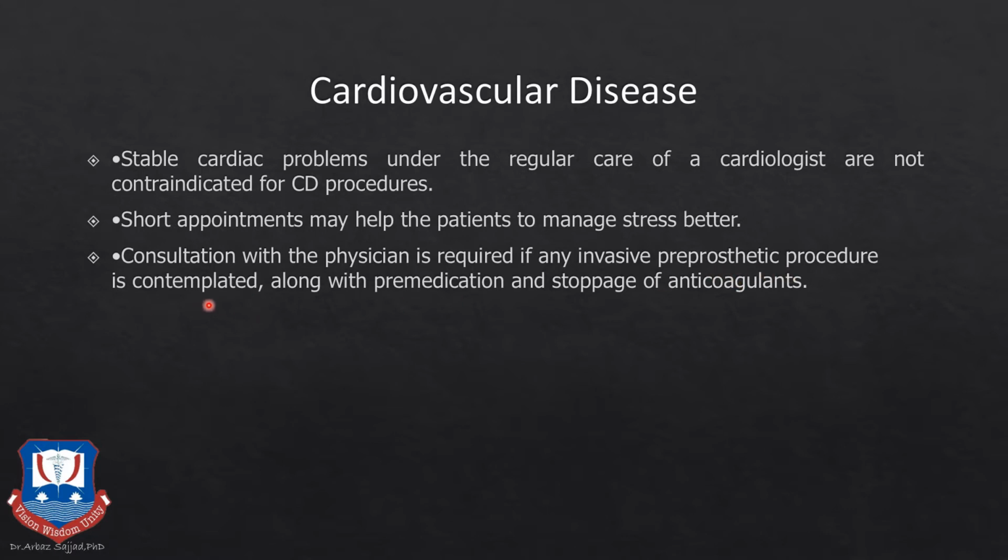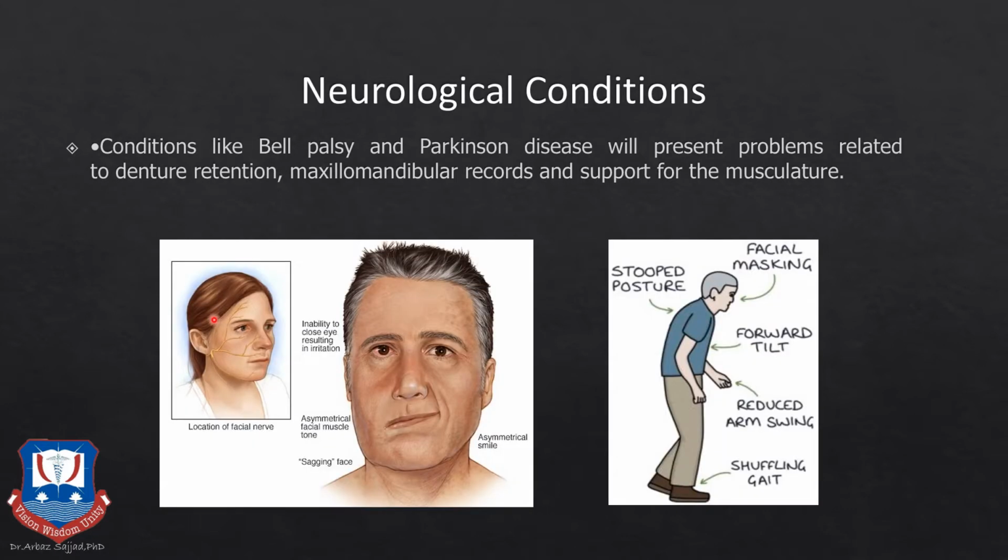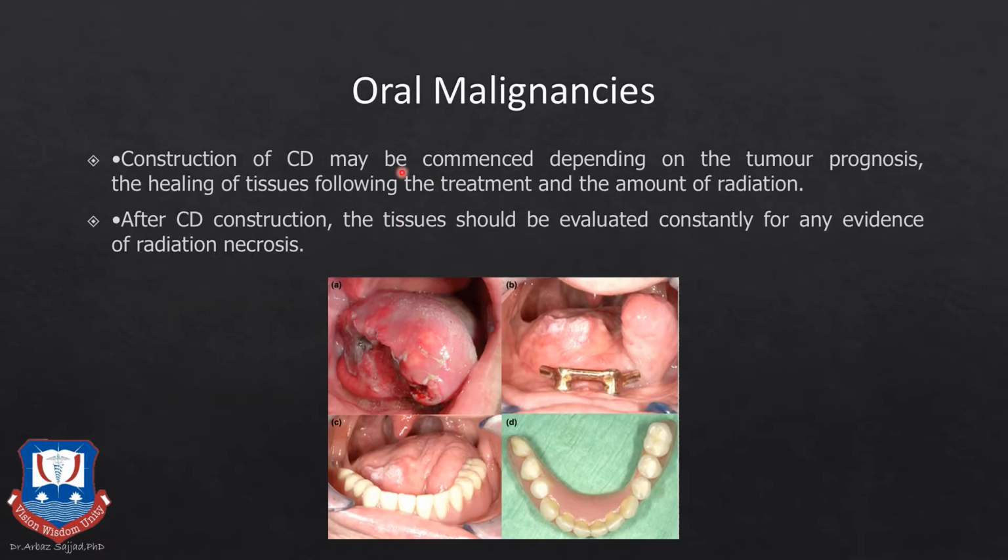Next, coming to neurological conditions such as Bell's palsy and Parkinson's disease, these patients usually present problems not only during the denture construction but also with the retention of the dentures because of the lack of the peripheral seal and poor neuromuscular control, which may affect the denture stability. So, in such cases, adjunctive things such as denture fixatives may be required.